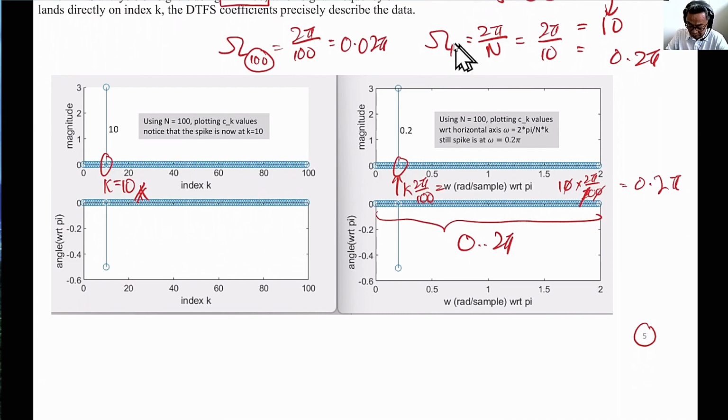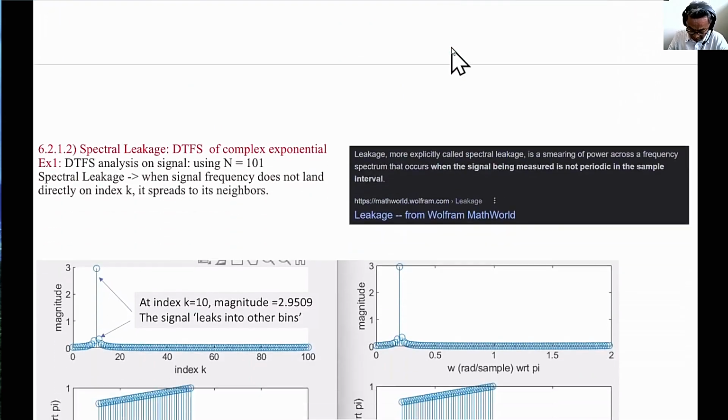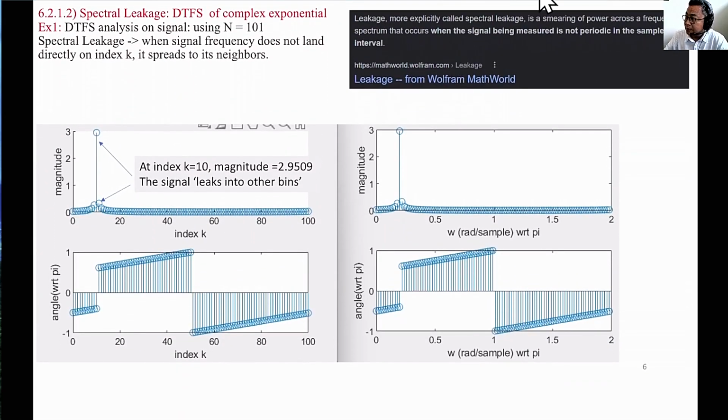and whenever N changes, omega naught changes. Now, something interesting occurs. Most of the time, you do not have a pure signal like what we have done, and it will not land directly on the frequency. So let's examine the same complex exponential using N equals 101. In this case, that complex exponential doesn't land on this bin. So what will happen now?